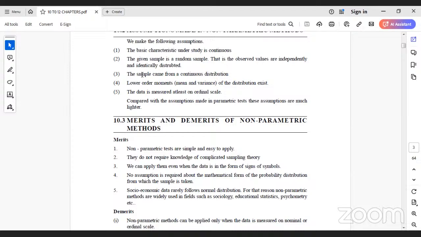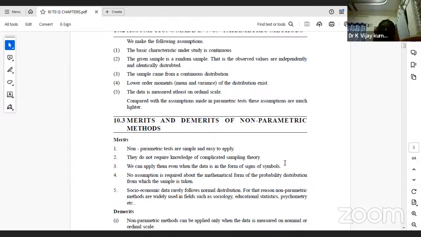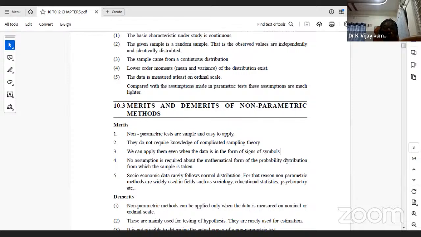Merits and demerits of non-parametric methods. So see here, the merits. Non-parametric tests are simple and easy to apply. They do not require knowledge of complicated sampling theory. We can apply them even when the data is in the form of signs and symbols. No assumptions are required about the mathematical form of the probability distribution from which the sample is taken. Socio-economic data rarely follows a normal distribution. For this reason, non-parametric methods are widely used in fields such as sociology, educational statistics, psychology, psychometry, etc.